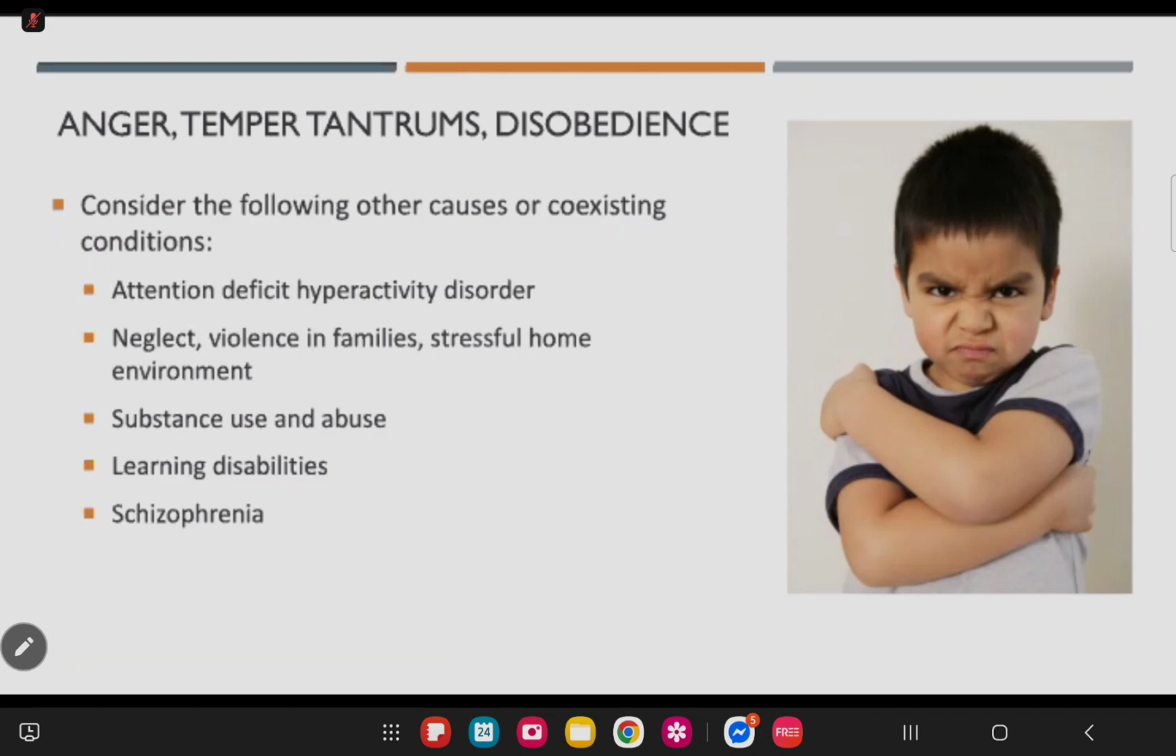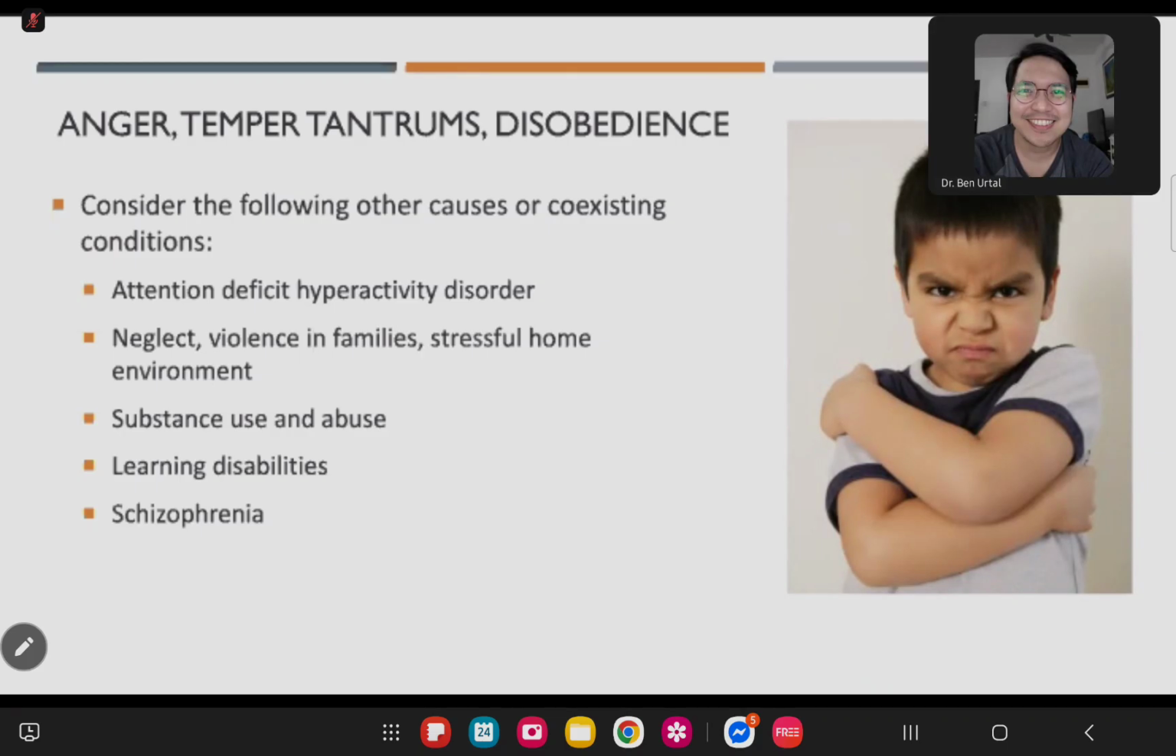Also, you have to consider the following other causes or coexisting conditions: attention deficit and hyperactivity disorder, neglect in the family or violence in the family, or maybe they are stressed at home. So you also have to consider substance use and abuse, learning disability, and schizophrenia.